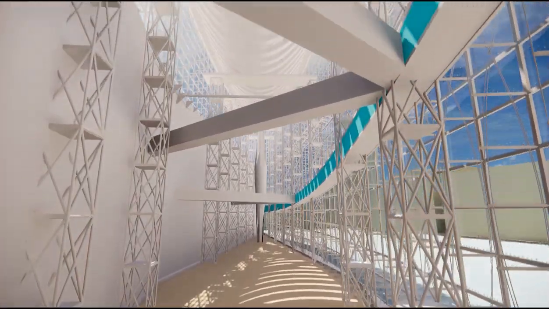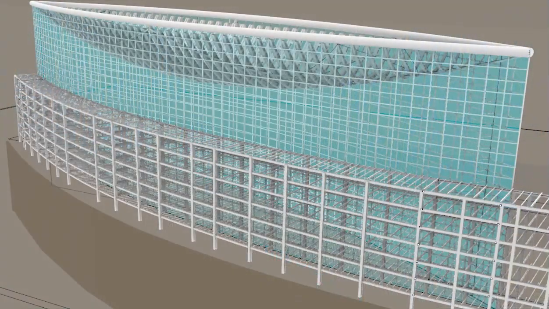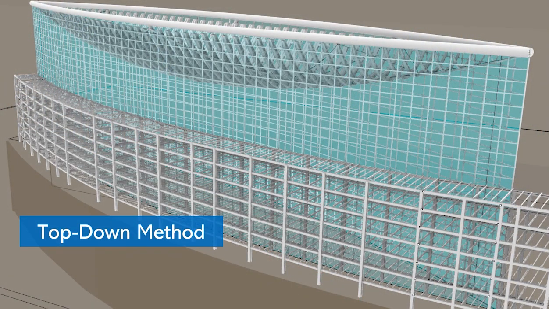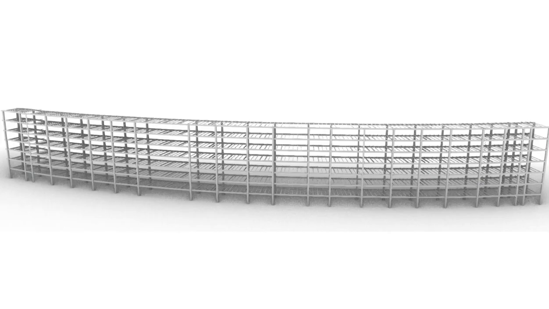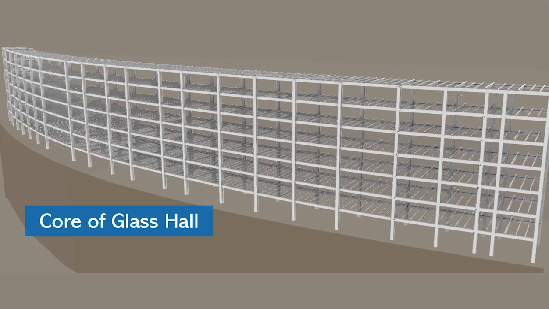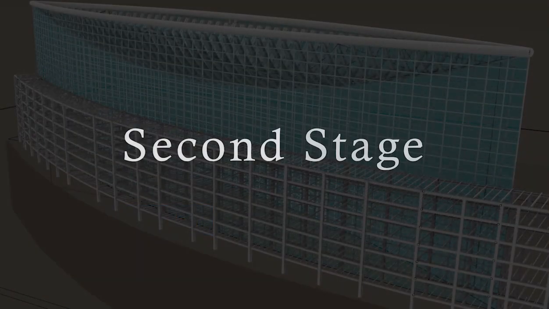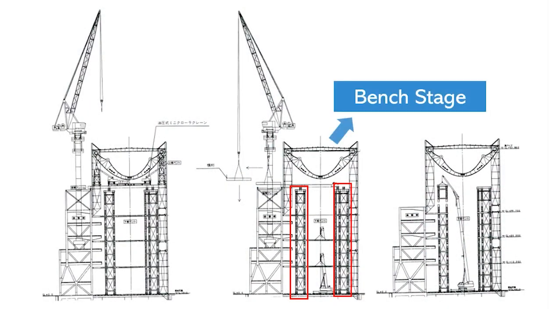Now, we'll go into detail about the construction process of the glass hall's top-down method step by step. First, the construction started with the main conference room steel structure on the PC concrete slab at the 1st floor level, serving as the core of the entire building structure. Second, for the construction of the large roof, a temporary bent stage was set up at a height of 42 meters above the ground.